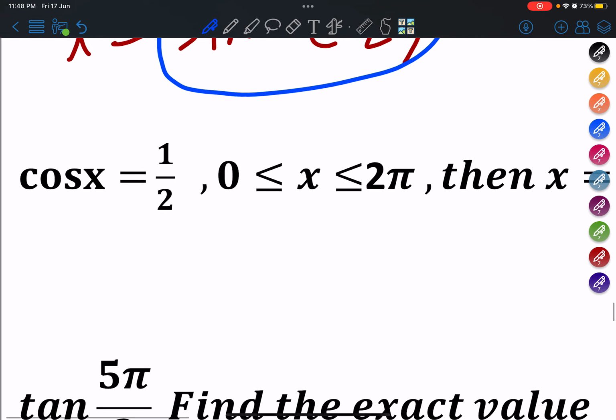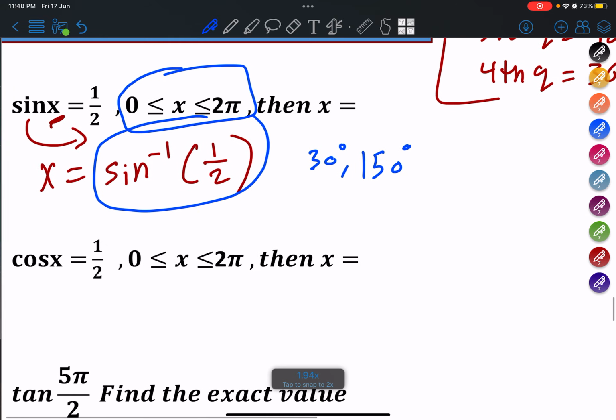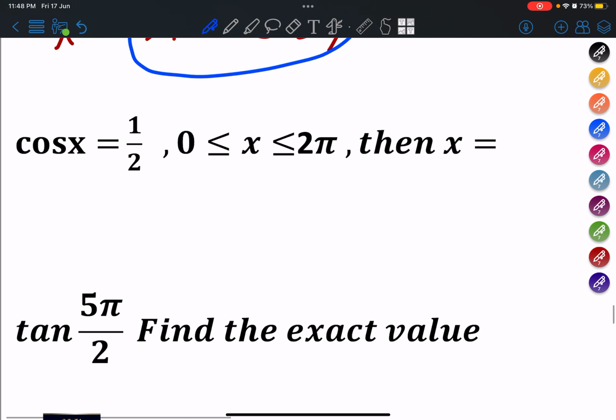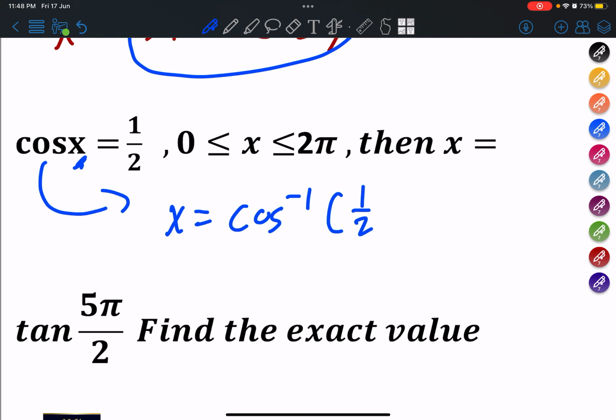Almost same idea, just instead of sine we have cosine. So if we want the value of x, we put cosine to the other side, which will give us x equals cosine inverse of 1 over 2.